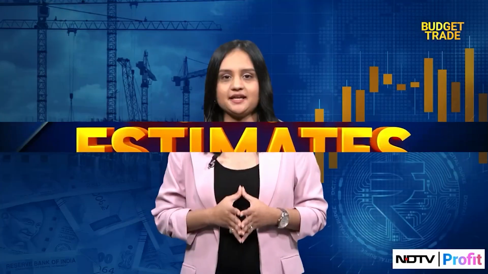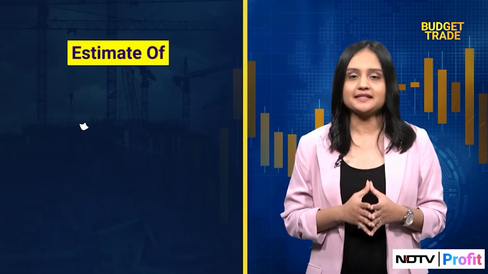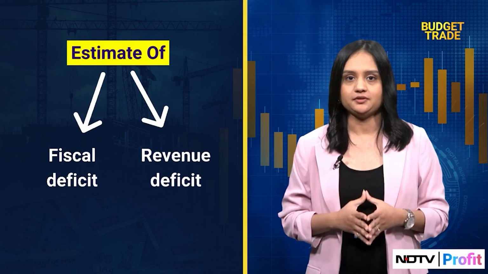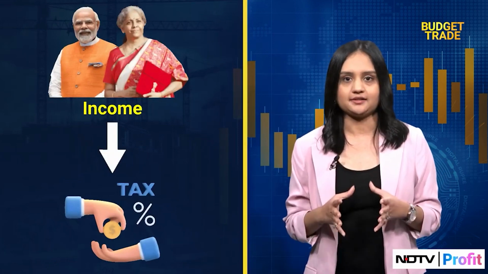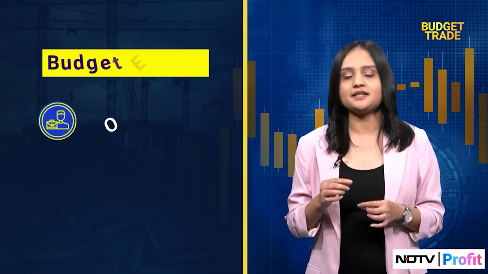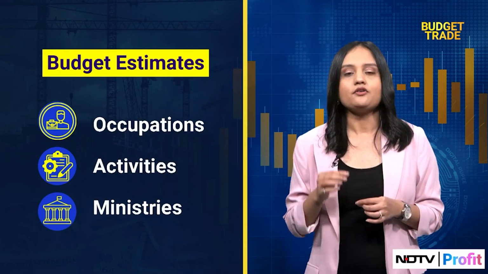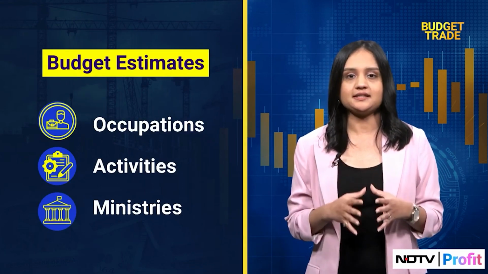The next word is budget estimates. It is an estimate of fiscal and revenue deficits for the year. The term is associated with the estimates of the centre's spending during the financial year and the income received through taxes. In layman's words, budget estimates are the funds allotted for various occupations, activities, and ministries.